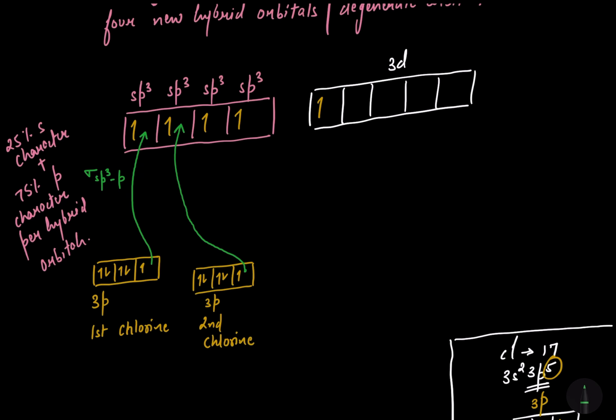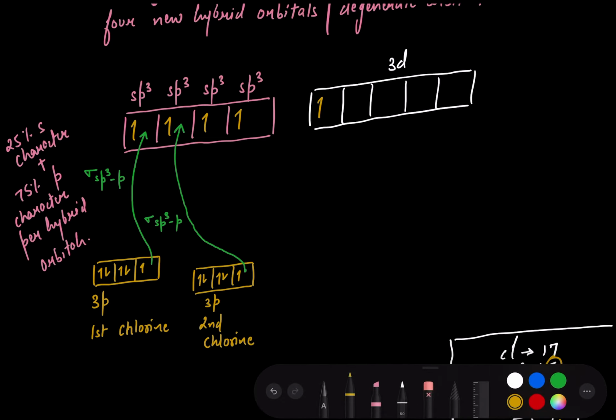So we got the second sigma bond, which is termed as sigma sp3-p, because it has been formed by head-on overlap of the sp3 hybrid orbital of phosphorus with the p orbital of the second chlorine. Now let's talk about the third chlorine.